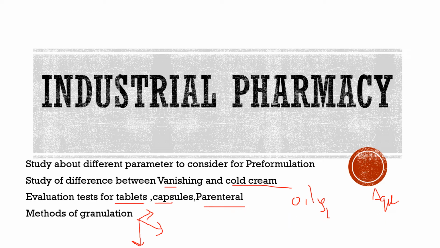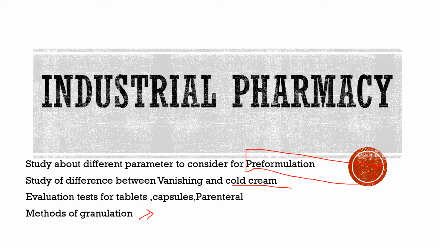Stearic acid is a majorly used ingredient for the oily phase, and in the aqueous phase we use glycerine and a few other ingredients like perfumes and a few coloring agents as well. So remember the formulation considerations of vanishing and cold cream. Pre-formulation, you also have an entire unit in your syllabus, so do not forget to do this unit.